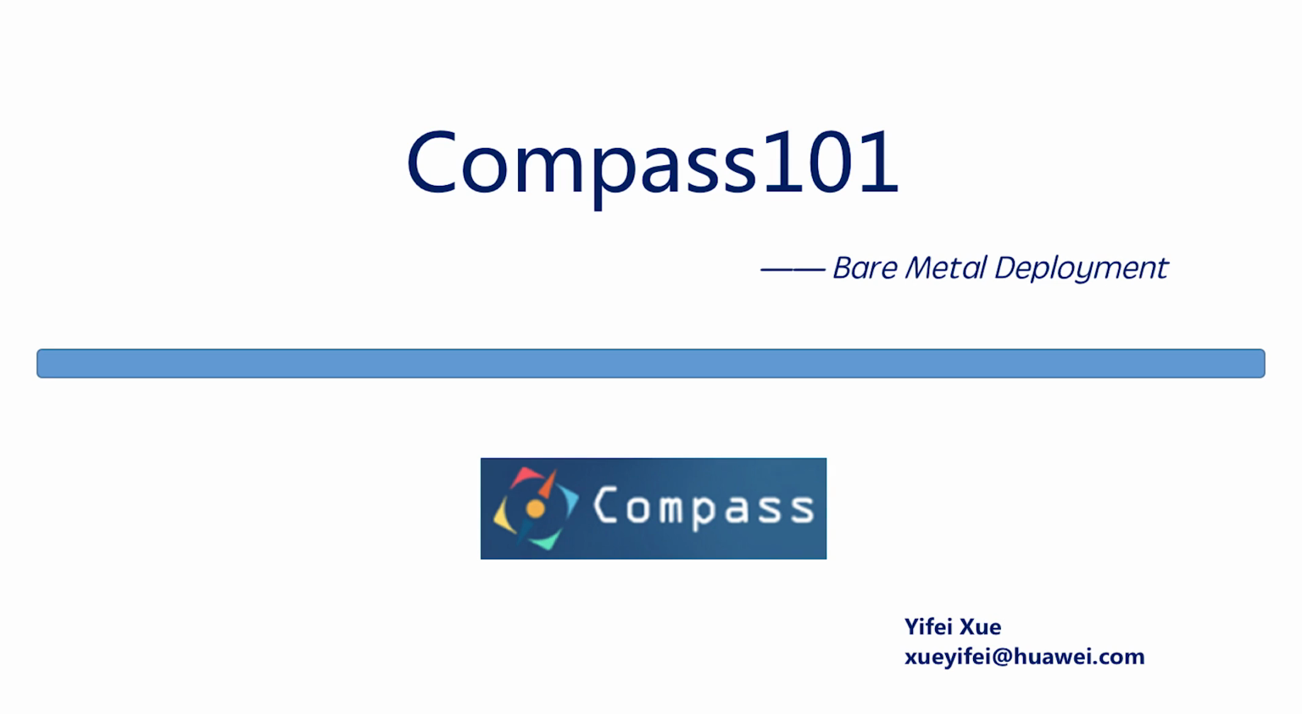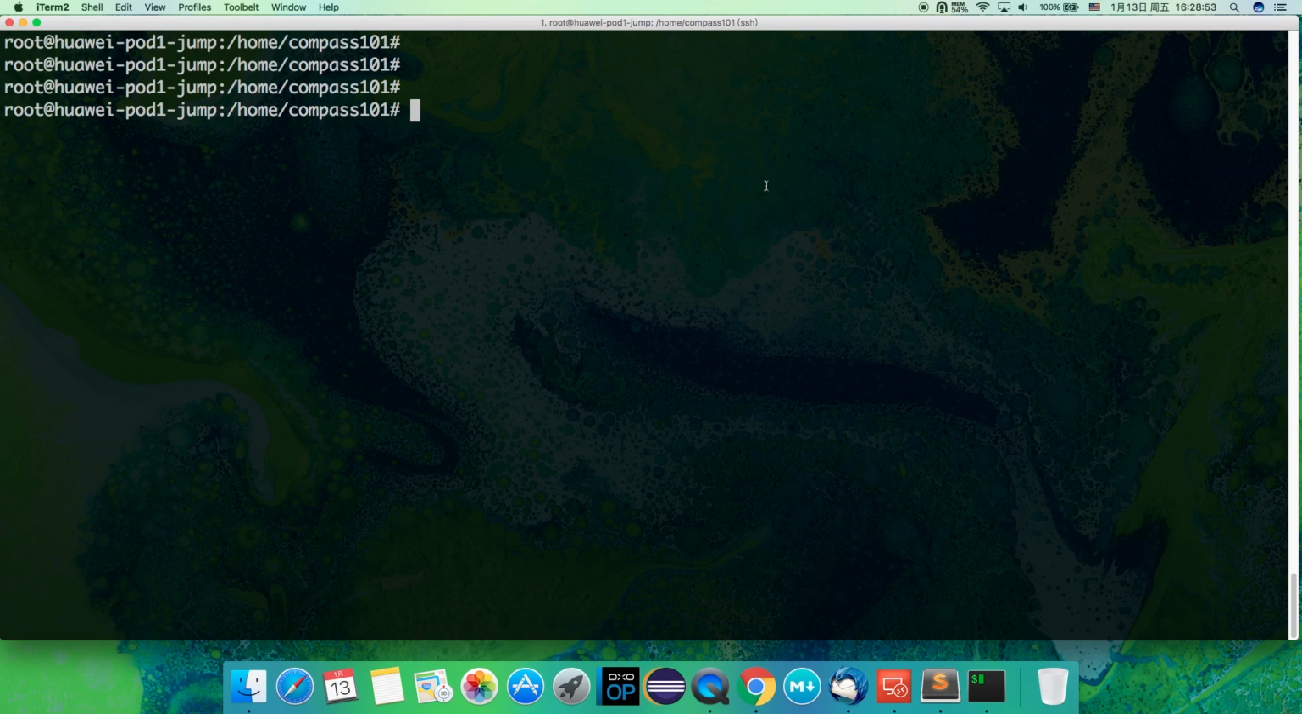After the preconditions, let's start the bare metal deployment. First is to create the DHA file for deployment. The DHA file is used to define the scenario and nodes information in bare metal deployment. There are some samples under the Compass101 BareMetalDeployment directory. Let's come into that directory and have a look.